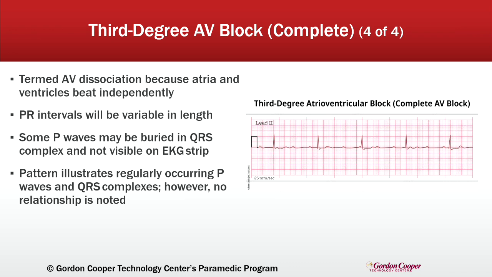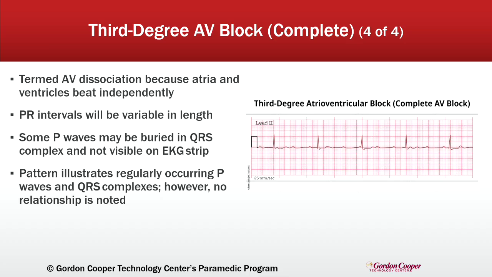So, AV dissociation. That term is used because the atria and the ventricles are no longer in sync. They're basically working independently from each other, so they're not talking at all. Here's what happens: the PR intervals will be variable because the atrial rate and the ventricular rate are no longer connected. They have their own separate rhythms.